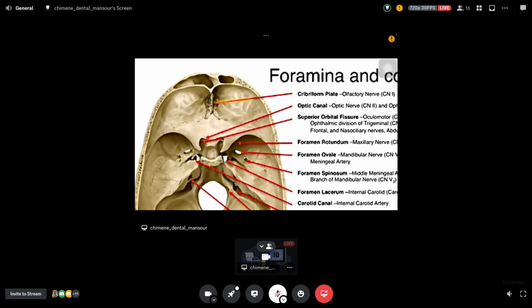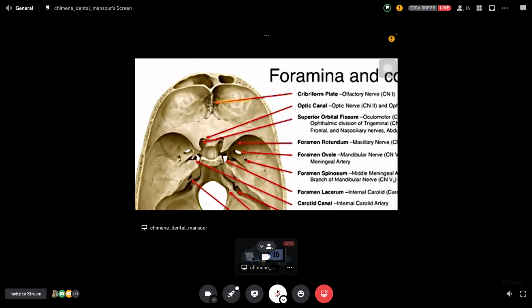and, as you can see here, the posterior meningeal artery. Now for the hypoglossal canal, which is located here, you can see that it is lateral to our famous foramen magnum. Okay, so the hypoglossal canal belongs to the hypoglossal nerve, so the cranial nerve 12.